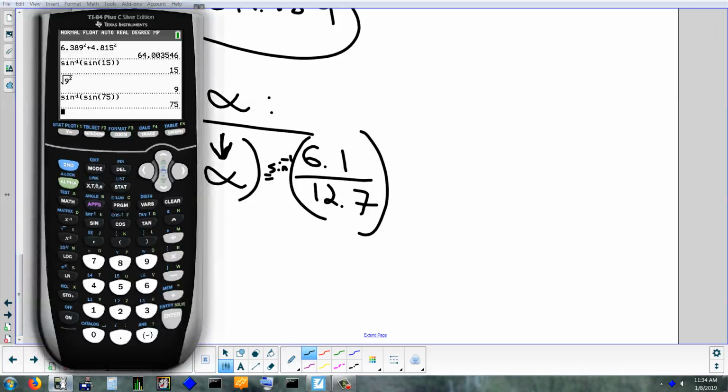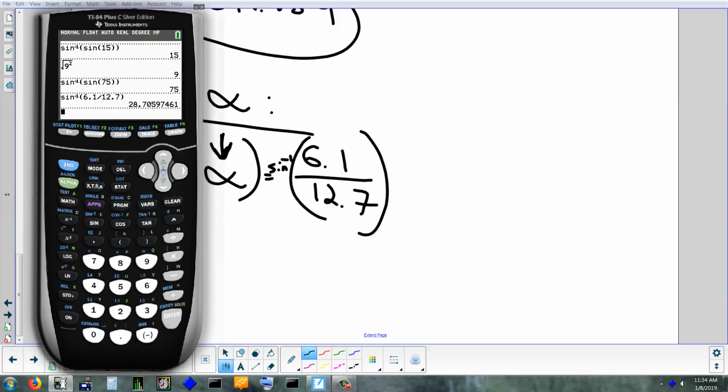To get to an inverse trig function, you have to press second. That's how you do it. Second, and then your trig function. So second sine, 6.1 over 12.7. And that's your answer. Okay, so I'm not going to go through all that explanation about inverse trig every time.